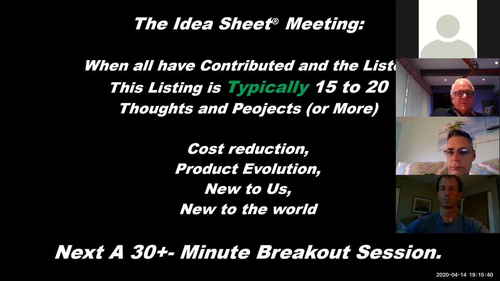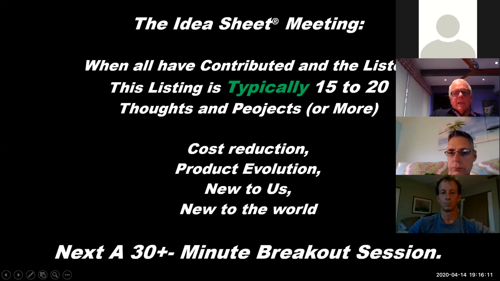But these are thoughts and projects. I just see it, projects is misspelled. I apologize for that. And you'll have 15 or 20 or more, and they'll be in columns: cost reduction, product evolution, new to us, and new to the world. And the difference between product evolution and new to the world is something that people really like to spend a few minutes talking about. So you think, oh yeah, we're doing the brand. Well, really it's product evolution, or vice versa. They thought they were just making a small change, and when they really analyze it, it's new to the world.